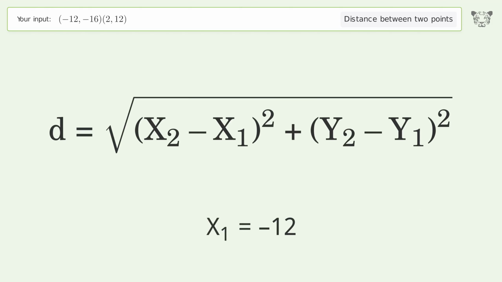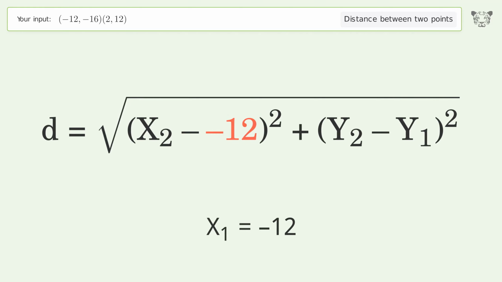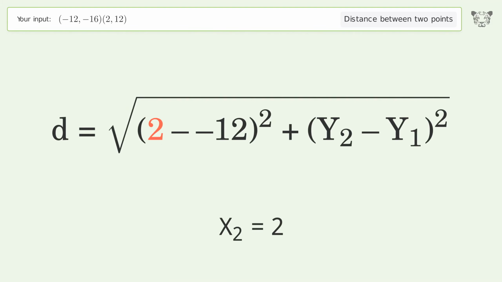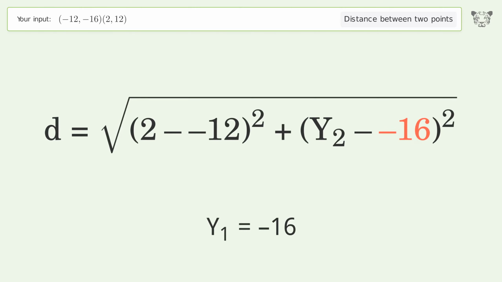x1 equals -12. x2 equals 2. y1 equals -16. y2 equals 12.